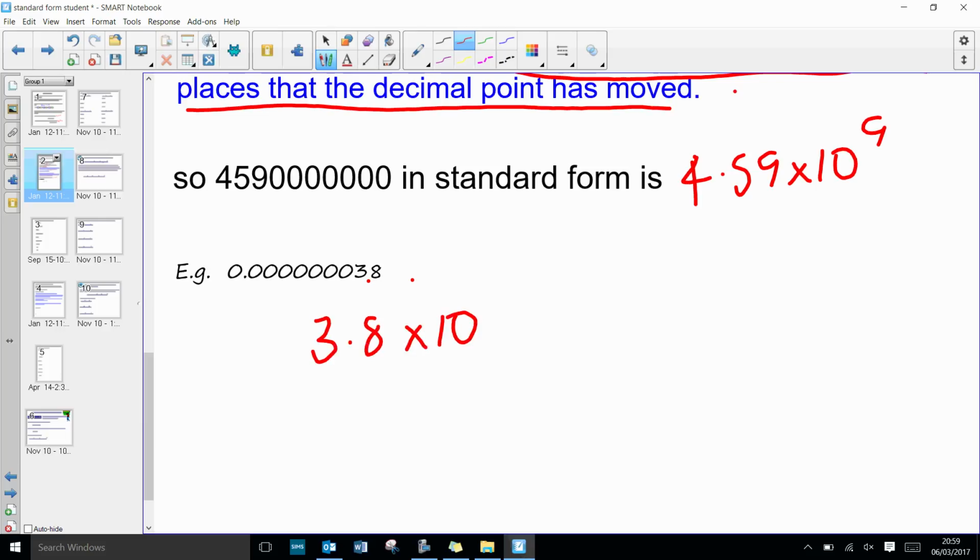We write times 10 because we know it's going to be in standard form. So now all we need to do is count the number of places that our decimal point moved. So it started off here, ends here. So 1, 2, 3, 4, 5, 6, 7, 8. It moved 8 places. Because it's a small number, we know it's going to be a negative power, so it would be negative 8.